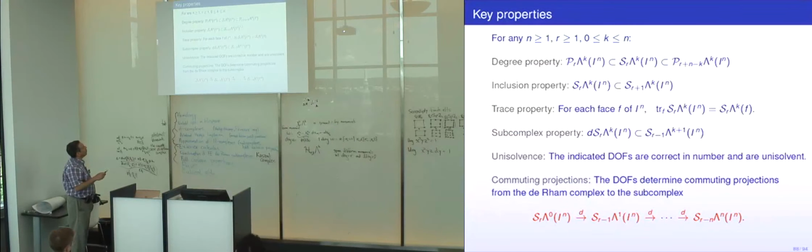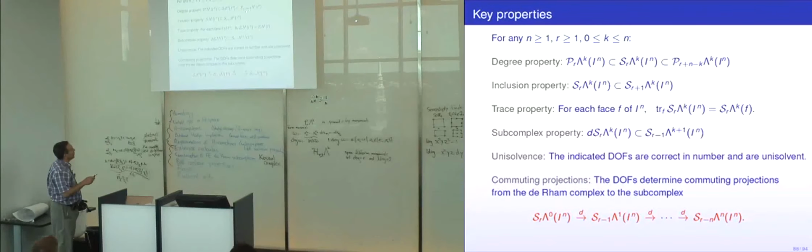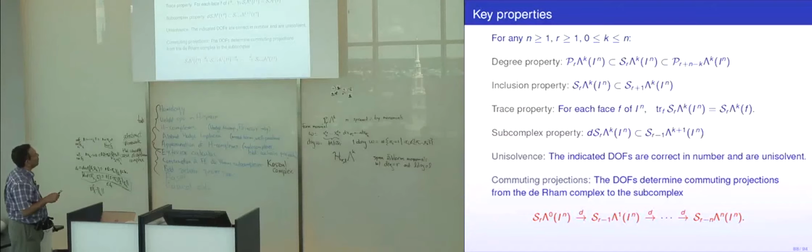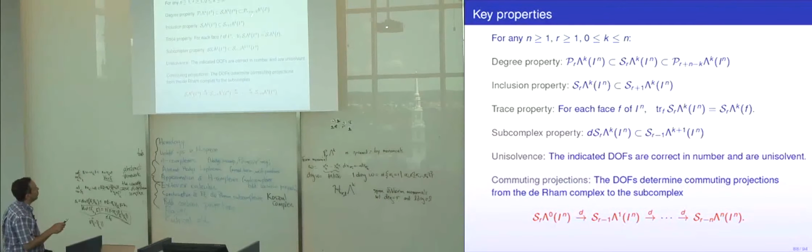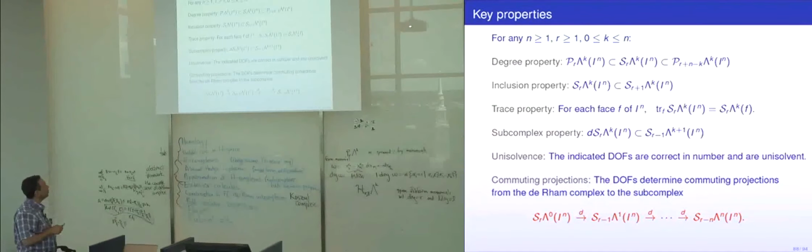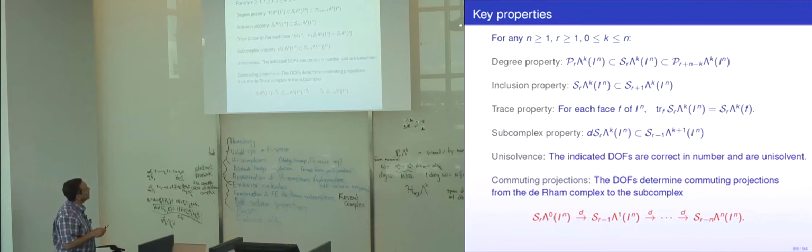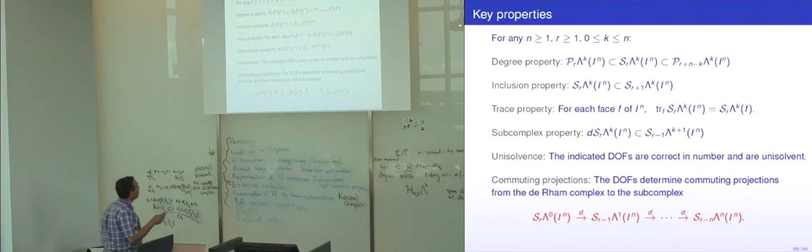For the zero forms in 2D, there's a special thing that actually, in that case, you can reduce this by 1. So it looks like it's contained in P_{r+2}, but it's actually contained in P_{r+1}. In 3D, it's contained in P_{r+2}.